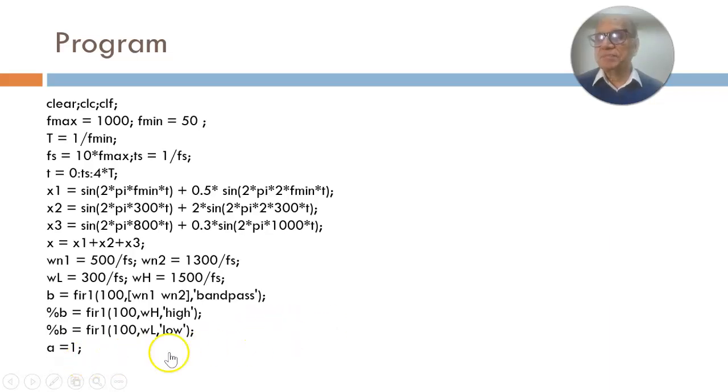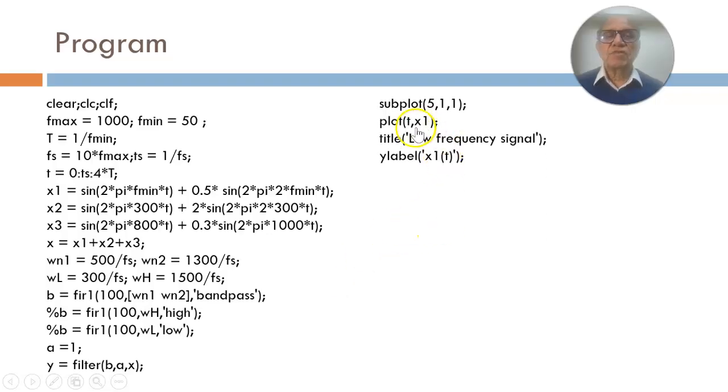Then A equal to 1, as we said, this is the FIR filter design, so our A is equal to 1. This is where the filtering takes place. So Y is equal to filter B coefficients, which are calculated from here, A that is set to 1 and X that is the input here. So now we are ready to plot everything. So first we plot X1, and the other statements are required to complete the graph, which we have already discussed often. So I'm not going into the details of that. You can just read this easily.